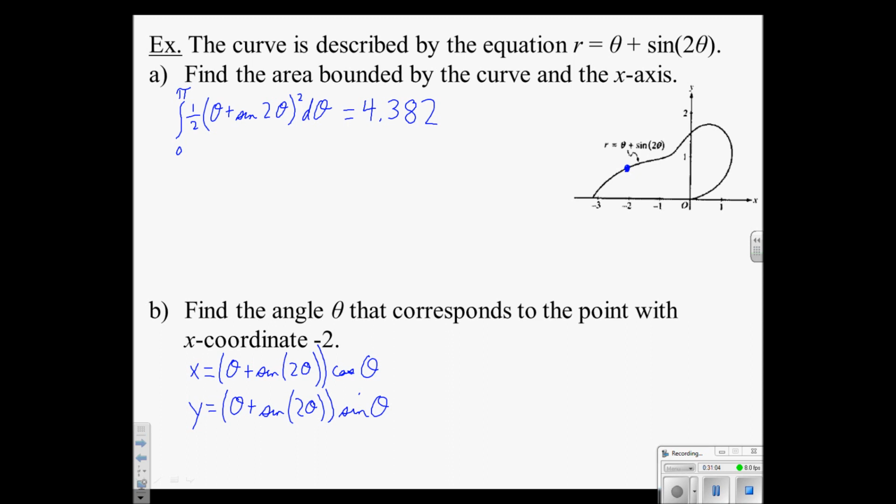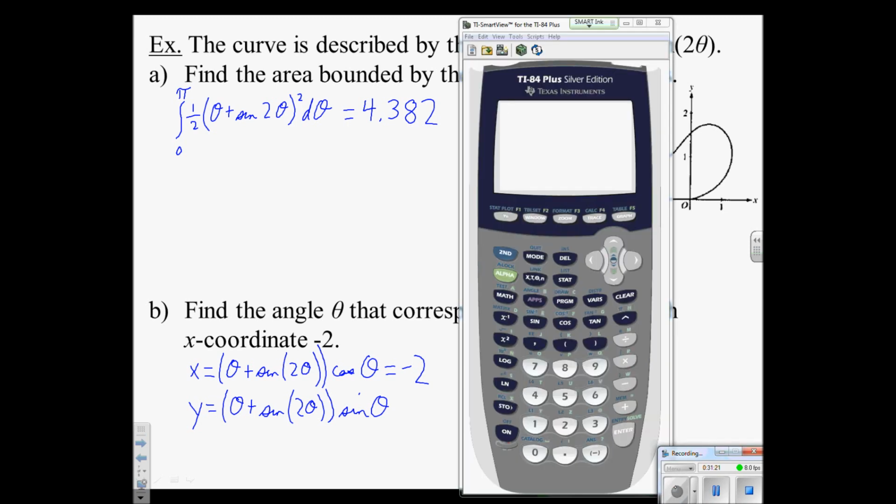And so when I'm asking you to find the theta that corresponds to the point where the x-coordinate is -2, what I'm really saying is, hey, set the x equation equal to -2, and now let's solve that equation. So here's my calculator, and I'm just solving an equation. I don't really care about this theta. I just want to know, when is this function equal to -2?